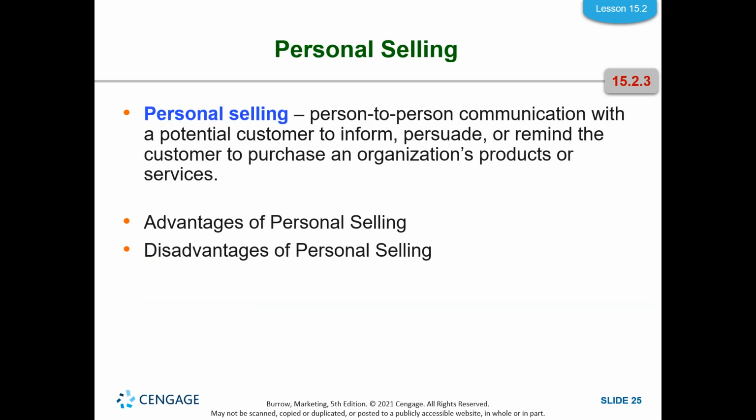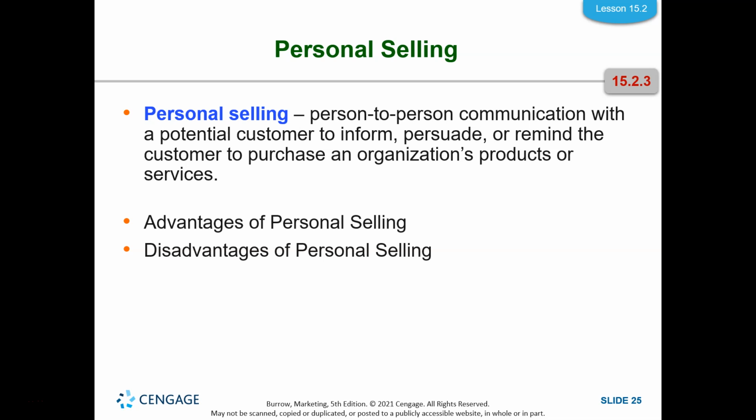let's talk about personal selling. This is in section 15.2.3 of the textbook. And the definition of personal selling is this: person-to-person communication with a potential customer to inform, persuade, or remind the customer to purchase an organization's products or services. There are advantages and disadvantages, of course, for personal selling.